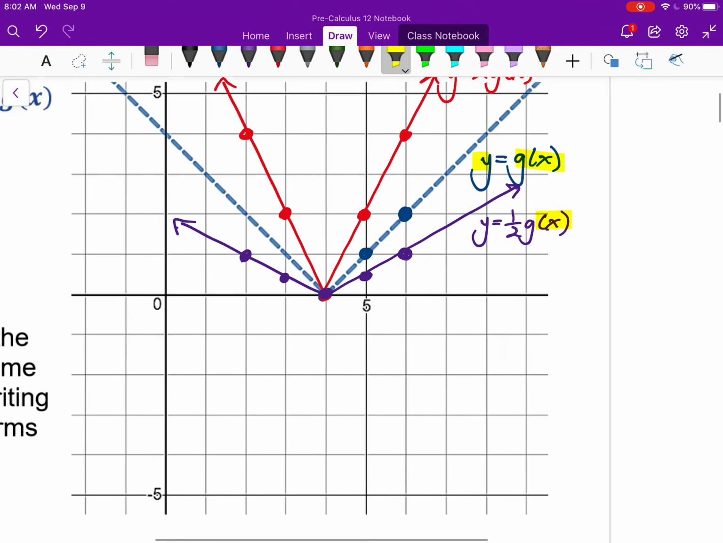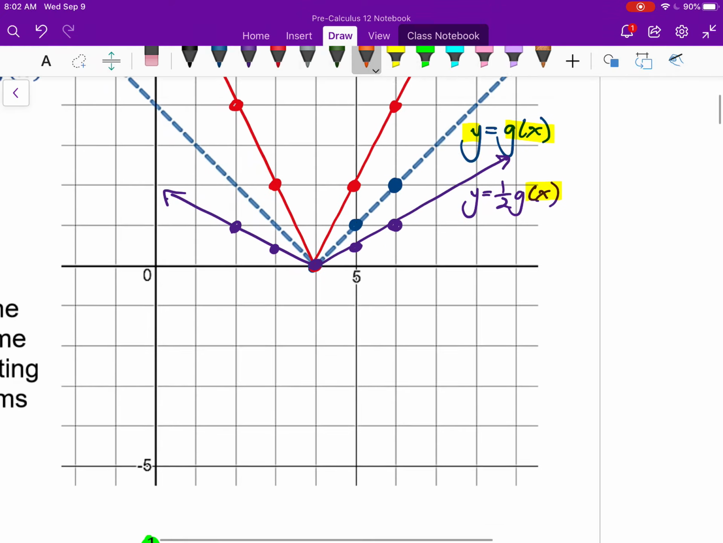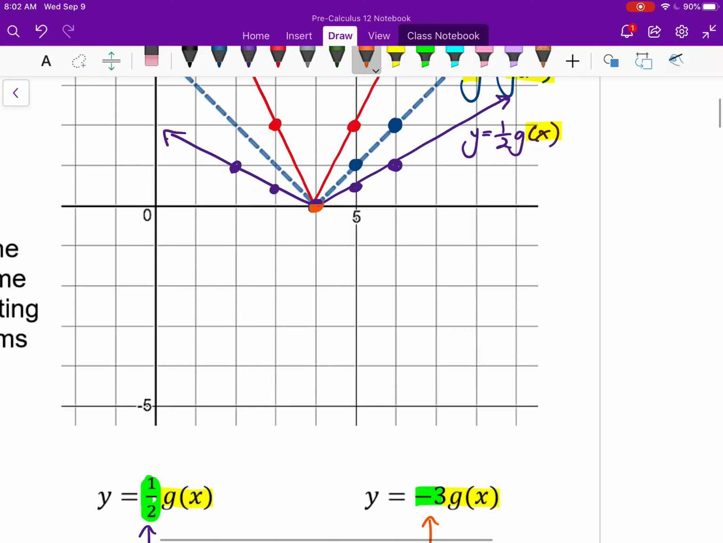And again, I'm always going back to g of x, which is the dashed blue graph. I'm going to reflect that upside down first. And so that stays invariant, but then all these points are below. But I'll draw this just lightly, because I'm not done yet. That's just the reflection of g of x.